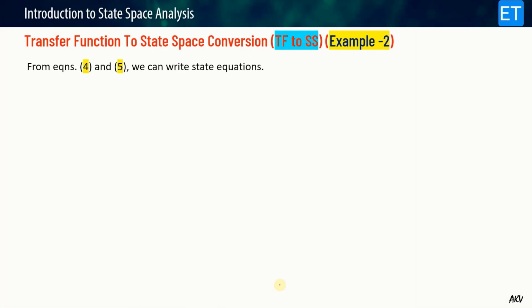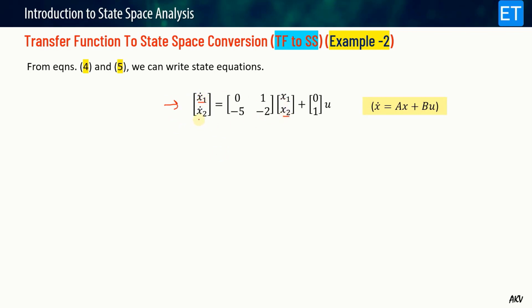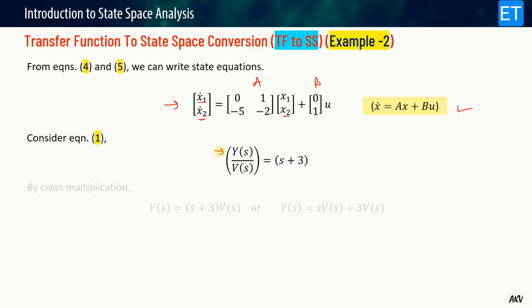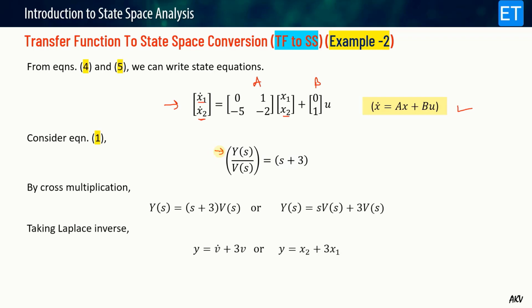So from these equations 4 and 5, I can write this state equation. So x1 dot equal to x2 and x2 dot equal to minus 5x1 minus 2x2 plus u. Okay, so this is your x dot equal to Ax plus Bu. So that is matrix A, this is matrix B. Now I have to write the output equation, the y equation. So consider this first part, the numerator polynomial which we have separated with this y. So again doing the cross multiplication, taking Laplace inverse.